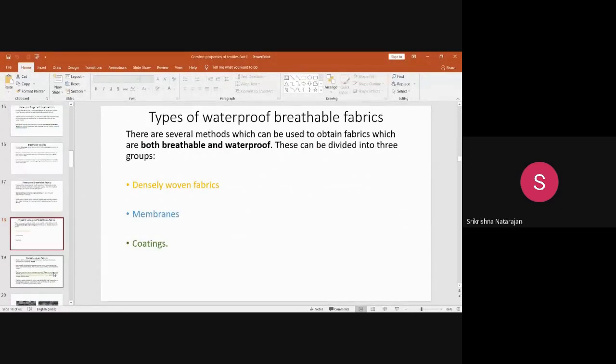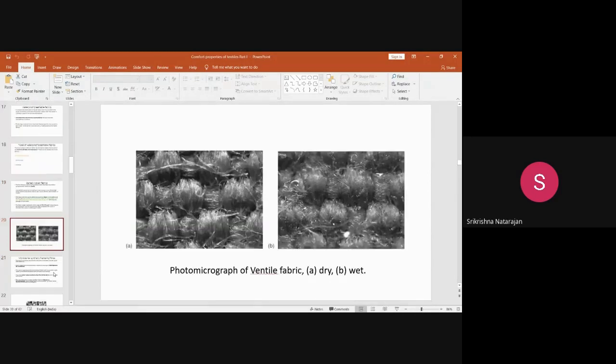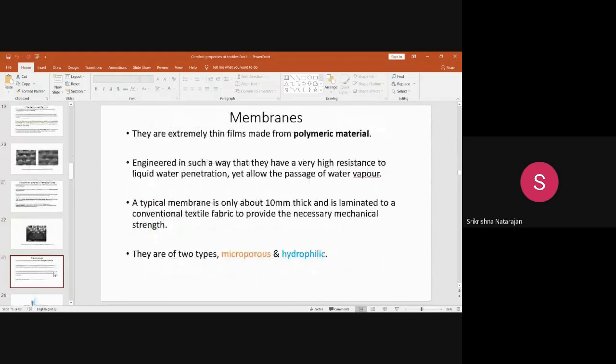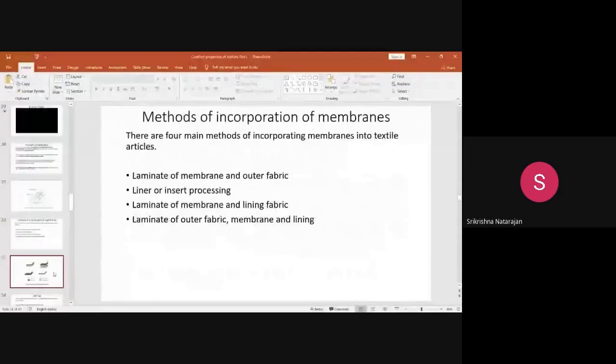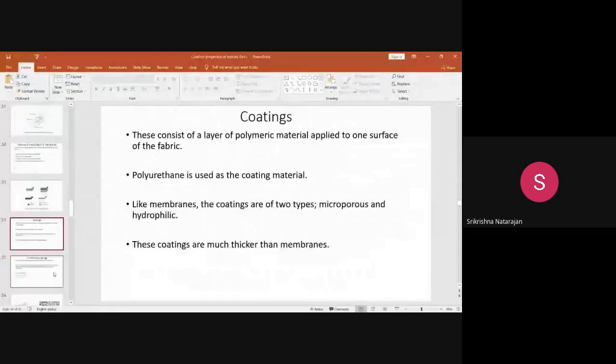That is about the types of breathable textiles, different membranes, and what are their advantages, disadvantages, how they are manufactured, and how they are incorporated inside the garment. Those things we have discussed. I hope people who have listened, who are regularly attending, have understood this.